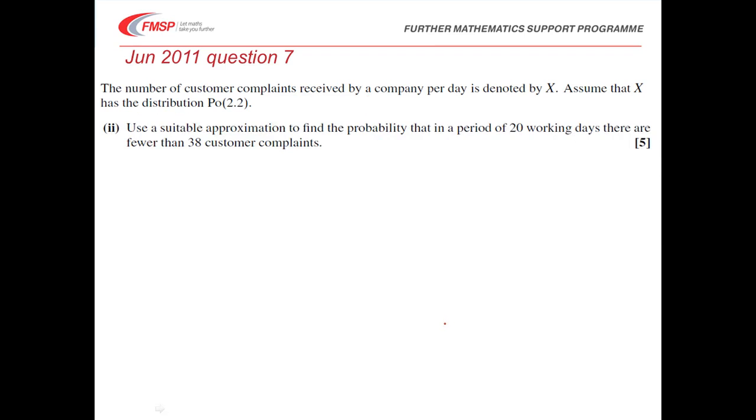So then we're asked here to use a suitable approximation to find the probability that in a period of 20 working days there are fewer than 38 complaints. Okay, so it's always a good idea just to think about the setup of this. So my distribution, again, y, is going to be Poisson, and in this case 44, because I'm going to have 2.2 multiplied by 20. Now we can see here that mu is greater than 15, so it makes sense to do the approximation. And don't forget, the mean for this Poisson is 44, as is the variance.